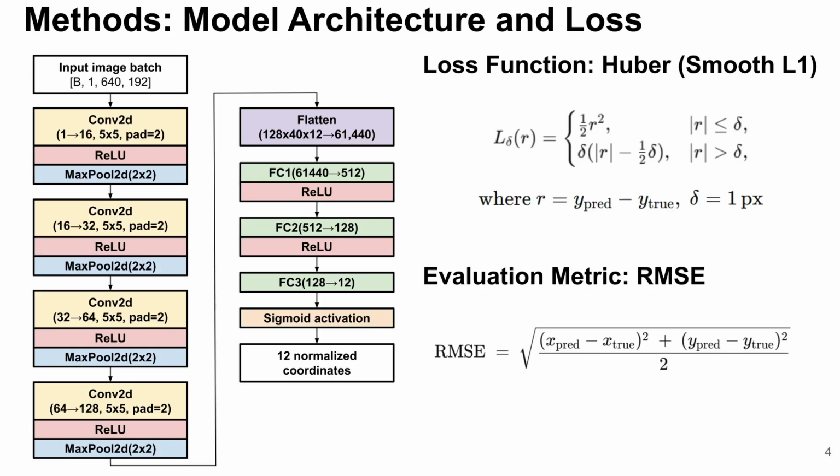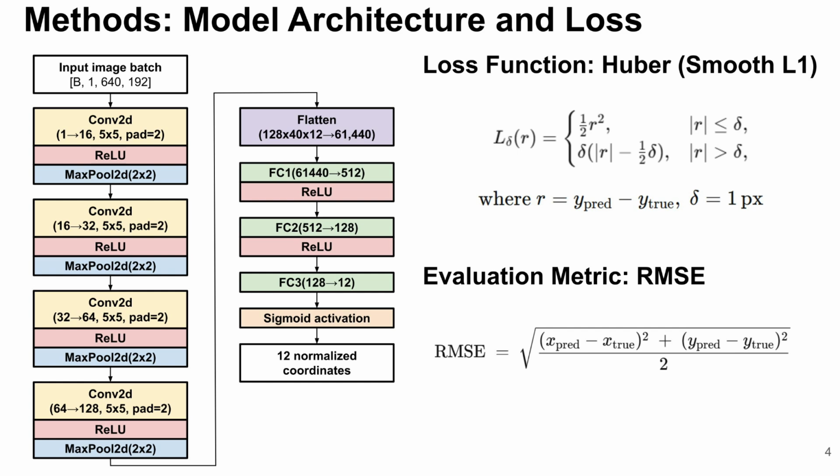For our model design, we developed a convolutional neural network. The input to the network is a batch of grayscale images. We then apply 4 convolutional blocks, each consisting of a convolutional layer, a ReLU activation, and a 2x2 max pooling layer. After 4 blocks, the feature map is reduced down to 40 by 12 pixels across 128 channels. This 3D feature map is then flattened into a one-dimensional vector. That vector is passed through 3 fully connected layers that reduce to 12 outputs, corresponding to the x and y coordinates of our 6 landmarks. Each of these outputs is passed through a sigmoid function to normalize the coordinates.